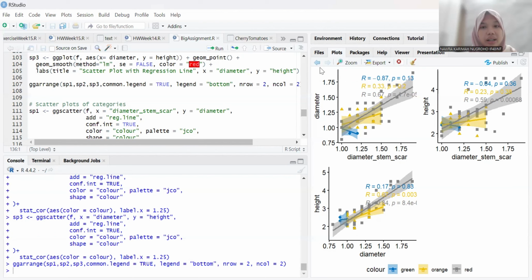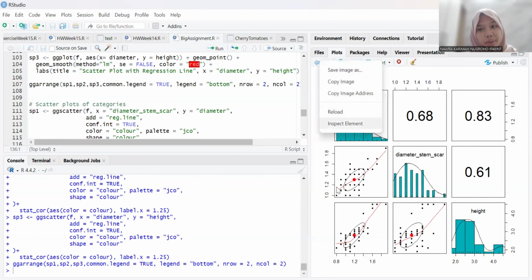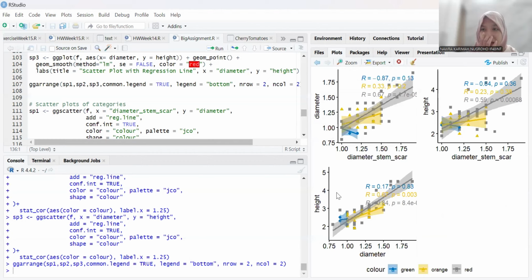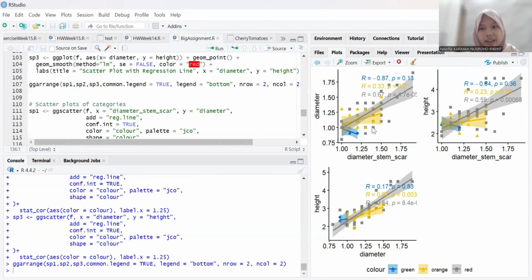And from each of these diagrams, we can conclude that red tomatoes are more spread out and have more variety. This may be due to the number of cherry tomatoes that were measured, because from the previous pie chart, we can see that more than 50% of the dataset are red tomatoes, while the other two colored tomatoes only consist of less than 50%.